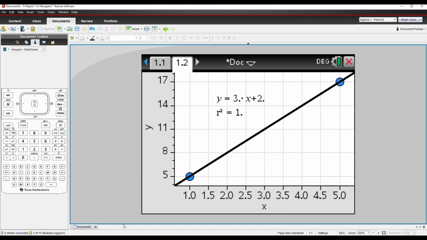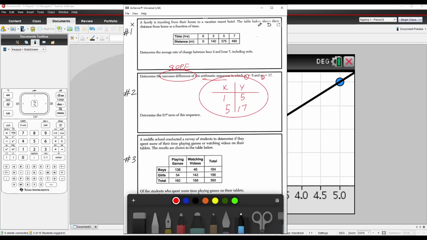So I would say the common difference, or the slope, is equal to 3. We could also see it this way. The difference here is 12, the difference here is 4, and 12 divided by 4 is 3. So we've also got that. You can do it either way: you can use a spreadsheet or you can use the formula.